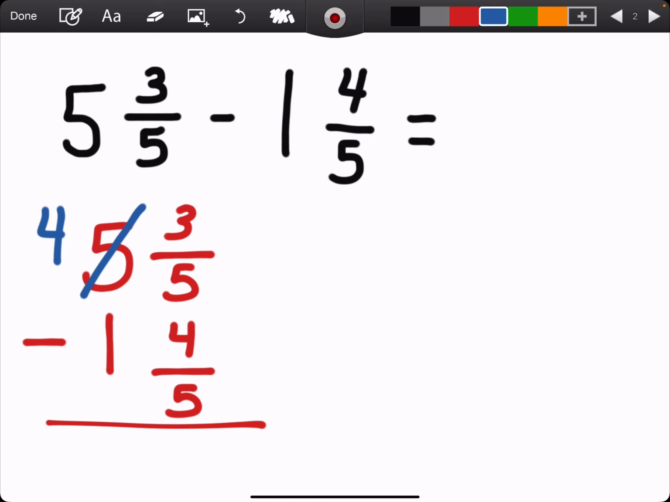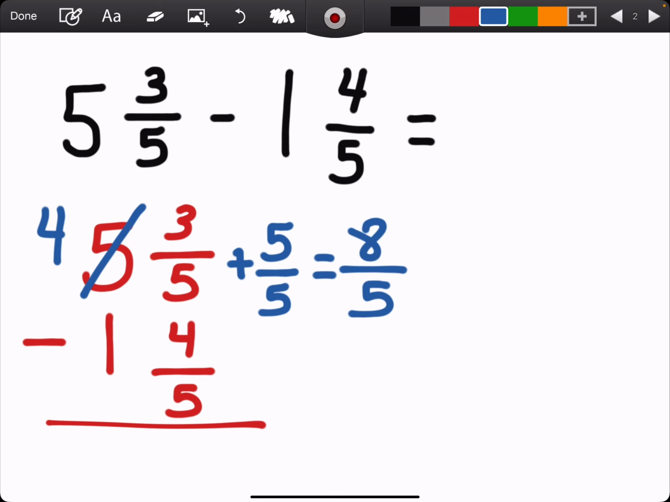So I know that I need 5/5, right? There's 5 pieces in a whole. So I'm going to add 5/5 to my 3/5 because I'm adding a whole. This is the whole that I took away from the 5 before. Now I have 8/5. Now can I take away my 4/5? I can. And 8/5 minus 4/5 is 4/5.